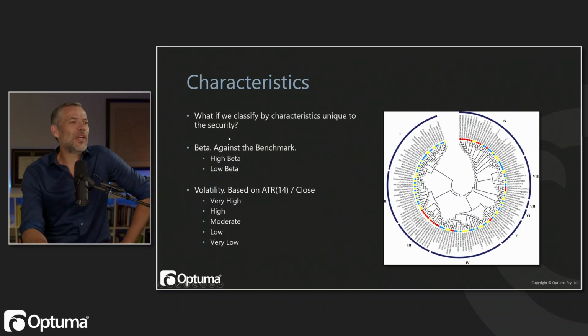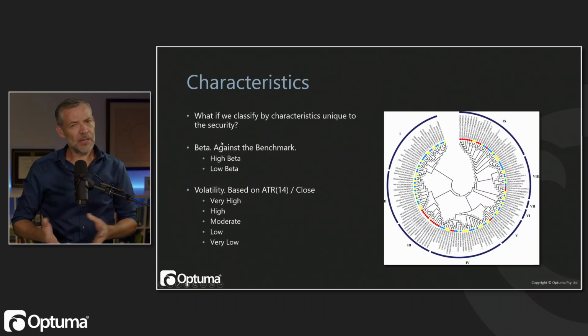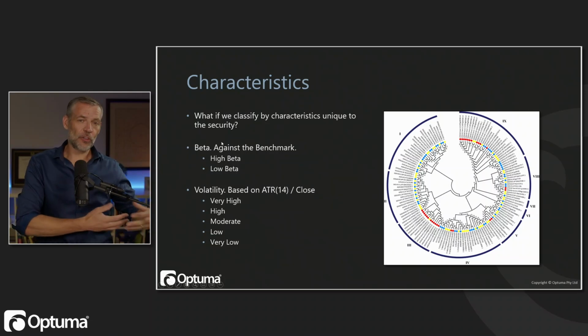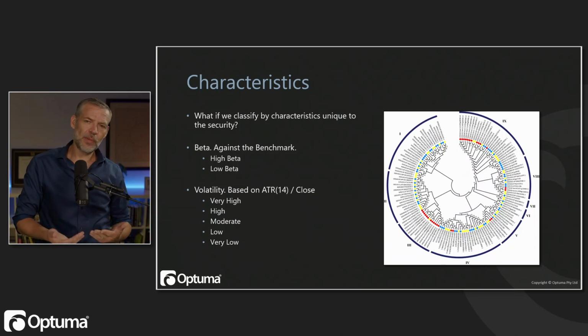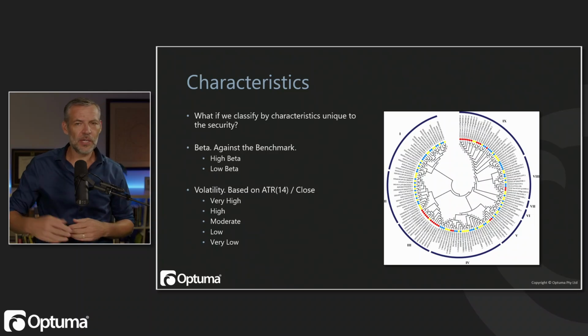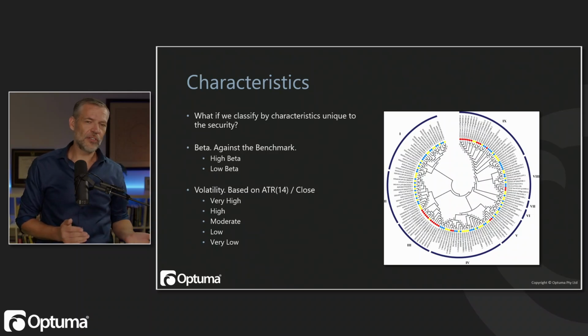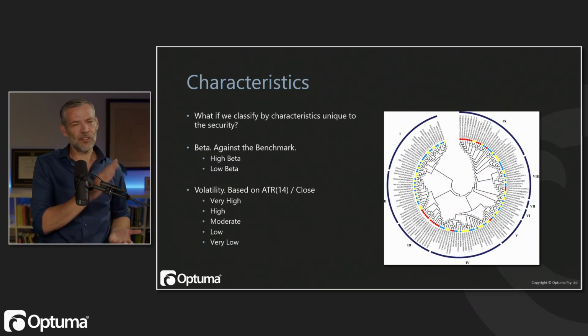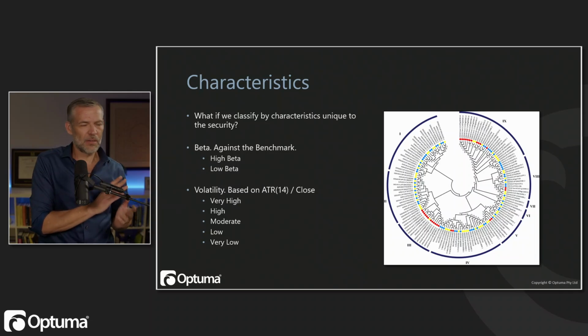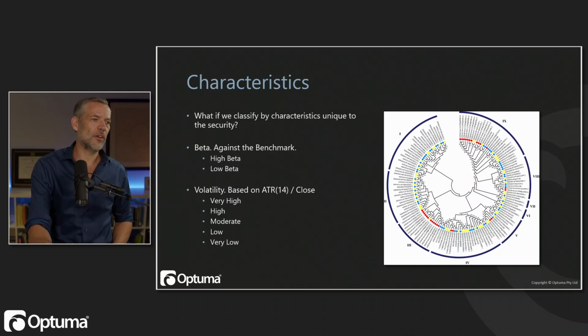So two that we came up with were beta and volatility. Now remember, beta is the relationship or the sensitivity of the stock to what happens in the index. So a high beta stock, index goes up a little bit, stock goes up a lot. Index goes down a little bit, stock goes down a lot. So that's a high beta stock. Low beta, index goes up a lot, stock goes up a little bit. So it's a lower sensitive stock.